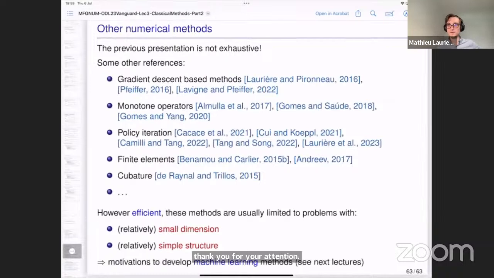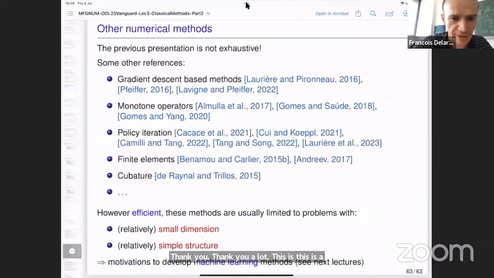If you have questions. Thank you a lot, Mathieu. This is a wonderful job. I think that this is a lot of work for you, and this is really very useful. I guess that the lectures online, on YouTube, will be very useful even for people who didn't attend your lectures today. Are there any questions online?